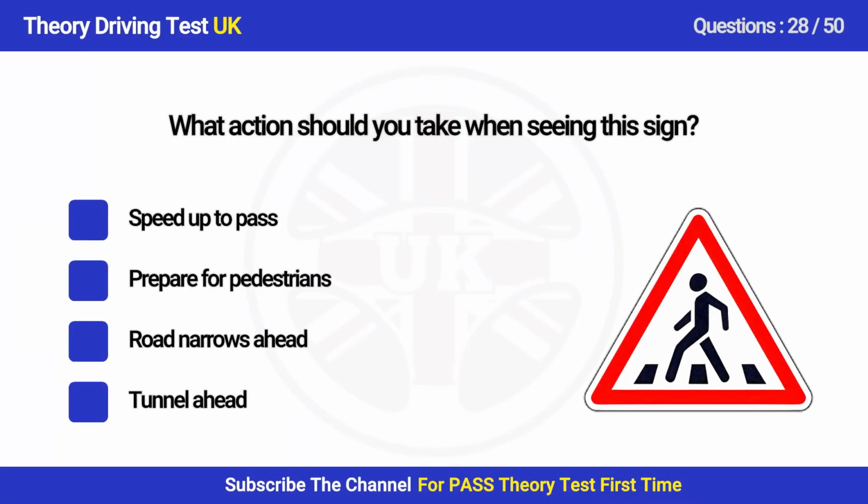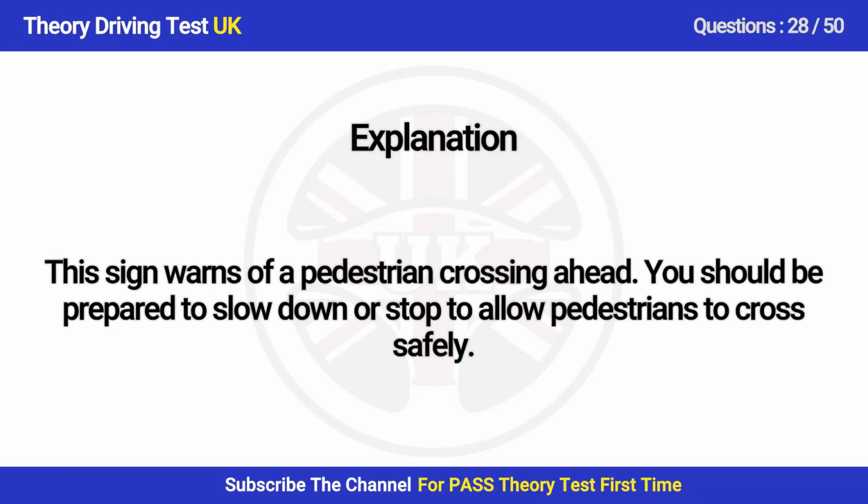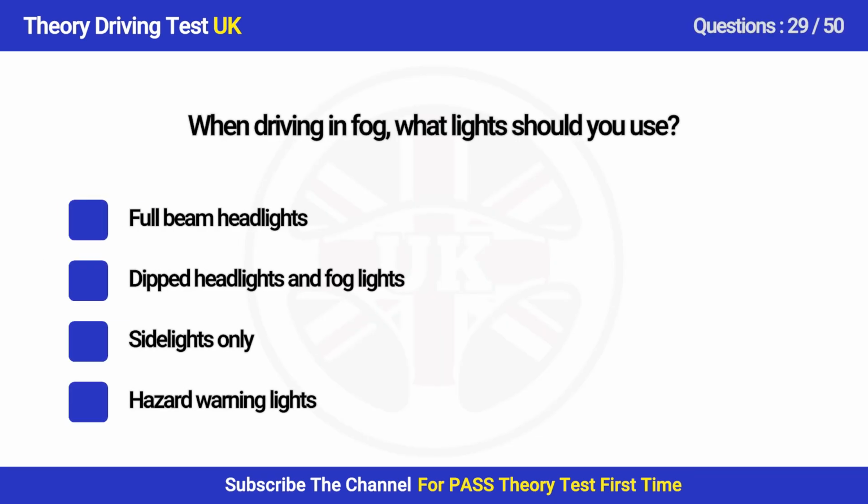Question 28. What action should you take when seeing this sign? A. Speed up to pass. B. Prepare for pedestrians. C. Road narrows ahead. D. Tunnel ahead. Answer is B. Prepare for pedestrians. This sign warns of a pedestrian crossing ahead. You should be prepared to slow down or stop to allow pedestrians to cross safely.